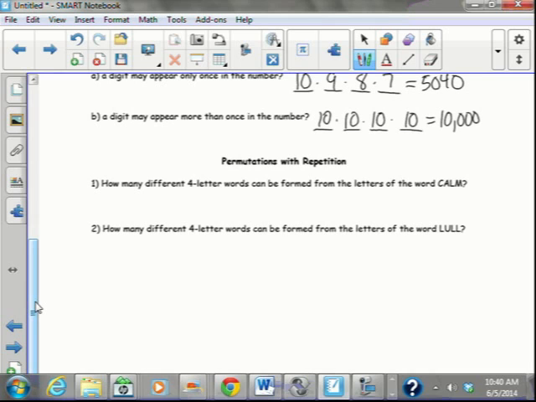Permutations with repetition. How many different 4-letter words can be formed from the letters of COME? You have 4 letters, so you have 4 options, and you can repeat a letter, so 4, 4, and 4. So 4 times 4 times 4 times 4 is 256. They can be repeated there.